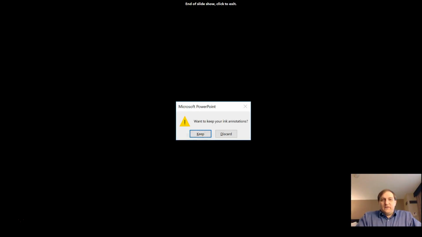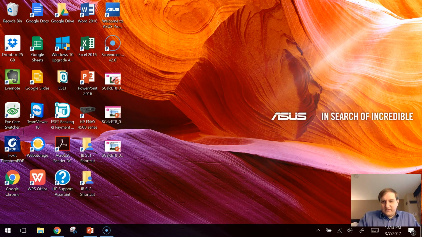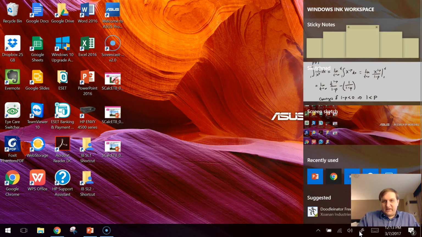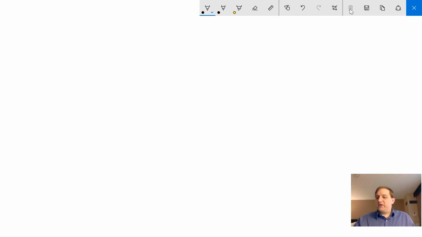All right. Do I want to keep my ink annotations? No, let's discard those. But what I do want to do is go back to my sketch pad. I don't know how to use this yet. I'm just going to trash that. Okay, great.